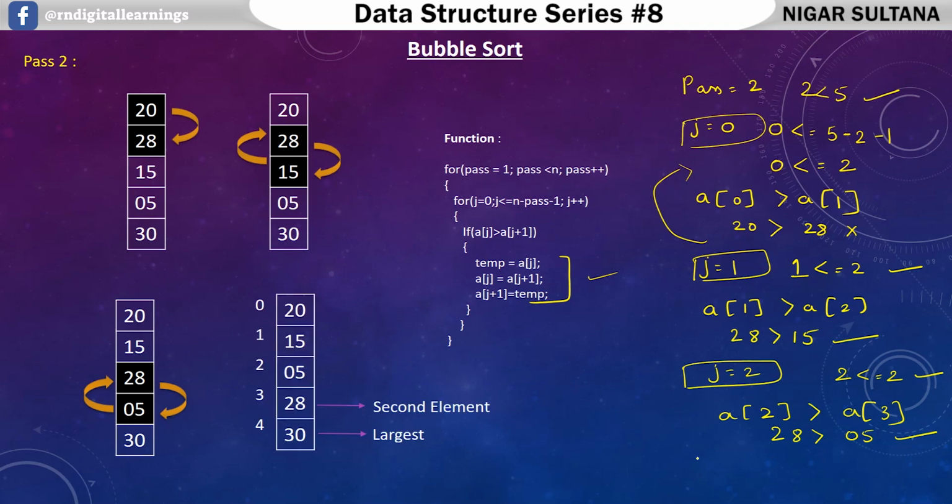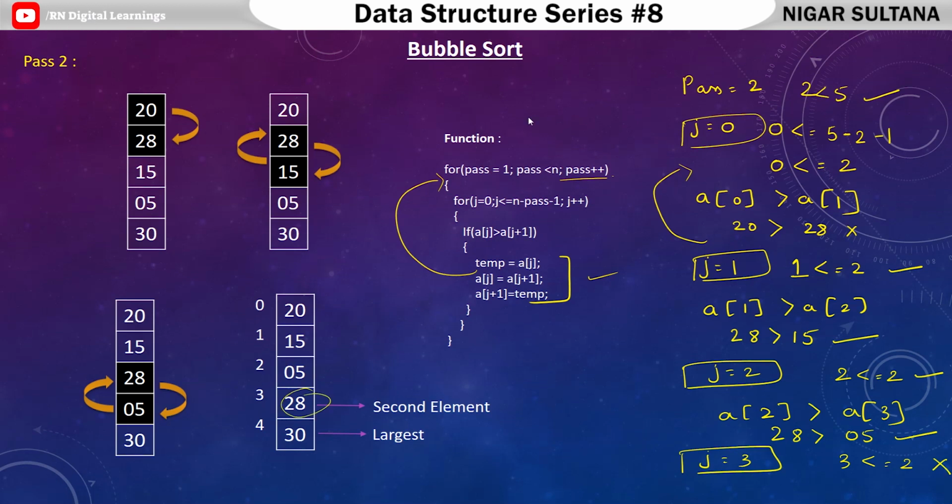Now I must increment j again. The j value will be 3. Is 3 lesser than or equal to 2? It is false. When it is false, come out of the j for loop. Now I must increment the pass. At the end of this pass, the second largest element is placed at the second largest index.